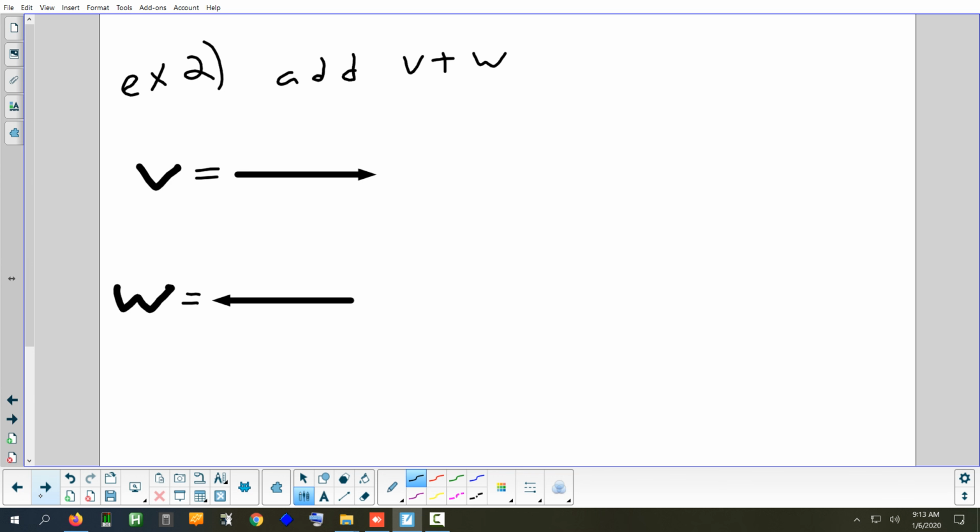Okay, let's look at this one. It's 2 vectors. Anyone think they know what's going to happen here?